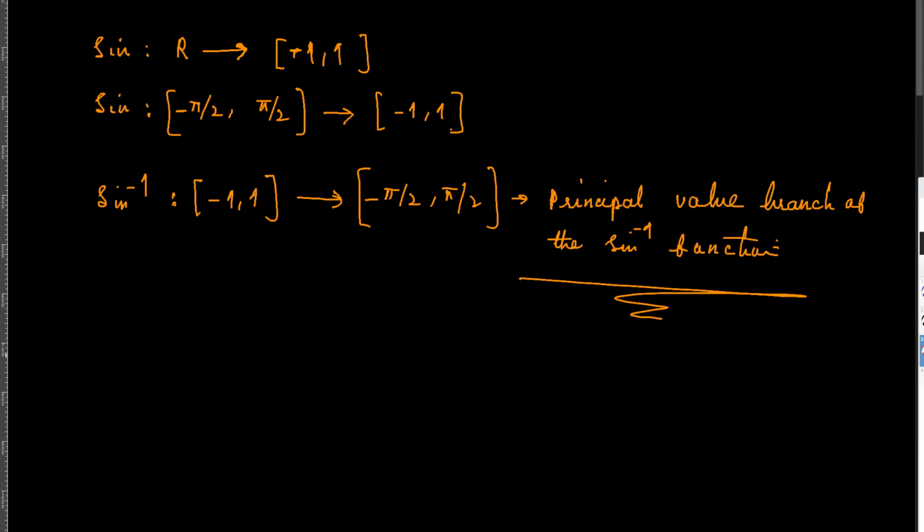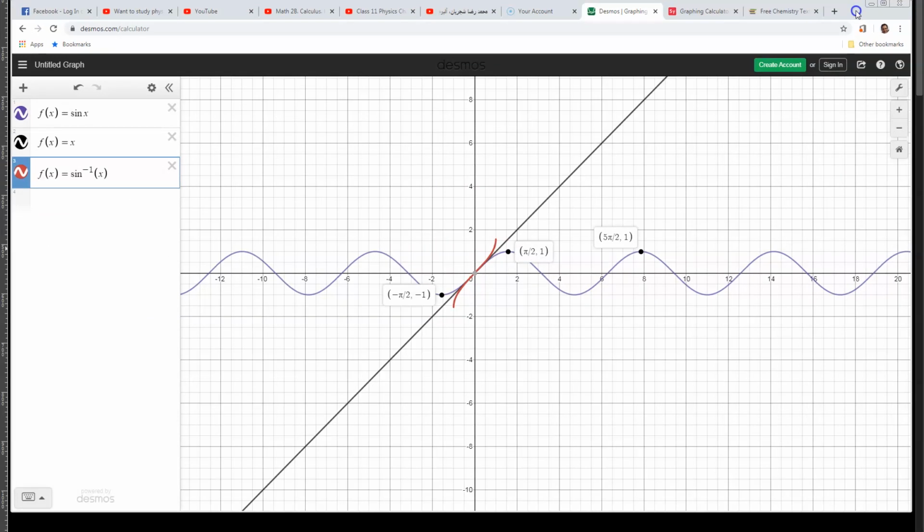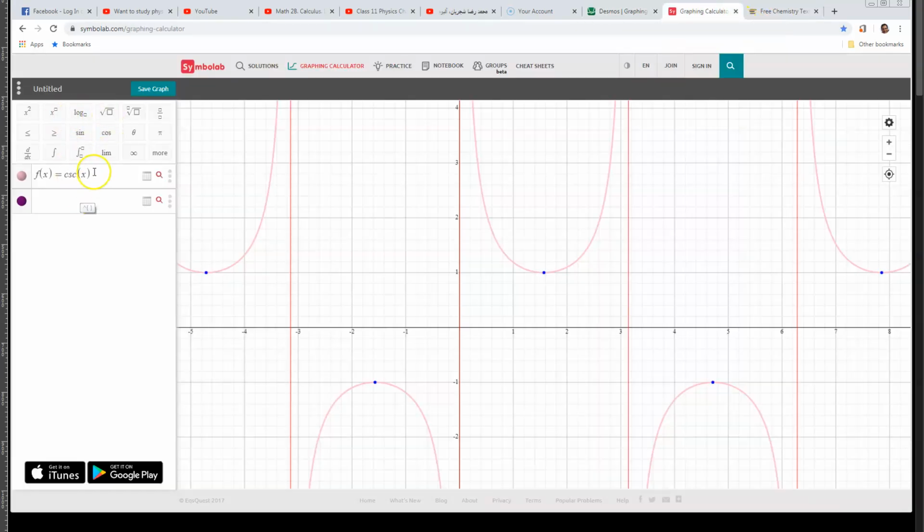The principal value branch is basically this part over here. Again, I repeat that the principal value branch of the sine inverse function is exactly this red part of the sine inverse function. Otherwise you would get the whole sine inverse function. Let me see if we can do that. Maybe this calculator will give us something. Sine inverse. Let's see if that gives us.